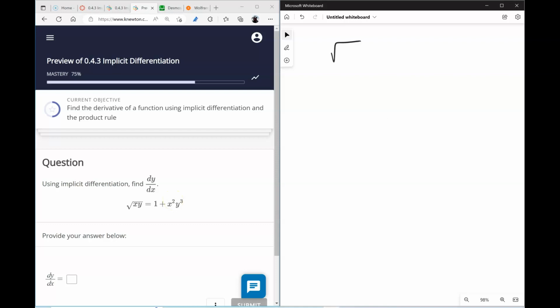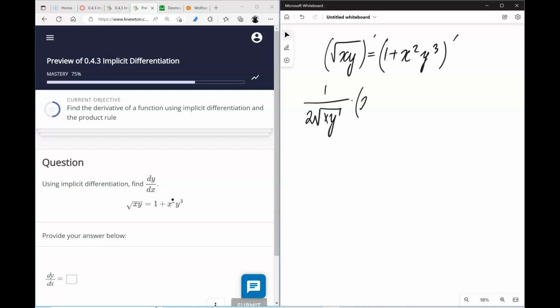Square root of xy equals 1 plus x squared y cubed. Differentiating both sides: 1 over 2 square root of xy times the derivative of xy, so it's the derivative of x, which is 1, times y, plus xy prime, is equal to the derivative of 1, which is 0, plus the product rule: 2xy cubed plus x squared times 3y squared y prime. And we need to isolate y prime, and there are a couple of ways to go about this.